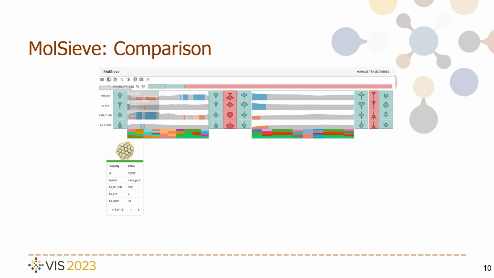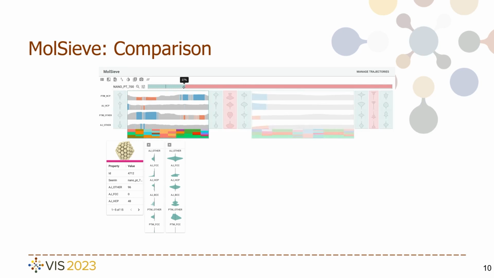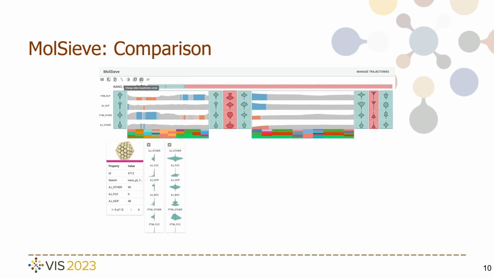This showcases the various comparison interactions available in MolSieve, which make it possible to compare various regions with one another. This is very important when comparing multiple trajectories. Using the Compare Regions button and clicking any two regions renders a view which makes it possible to compare distributions side by side. The Find Similar Regions button shows which regions are similar within the trajectory in the timeline view.